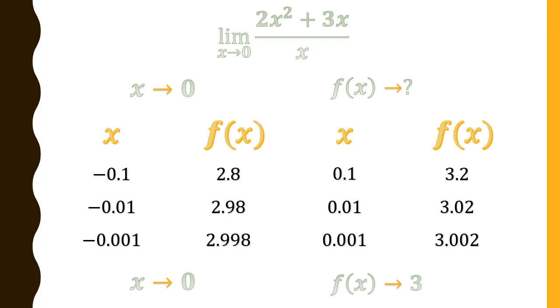Remember that for any function there is only one possible limiting value. There cannot be more than one limiting value. There will always be one limiting value in any function.